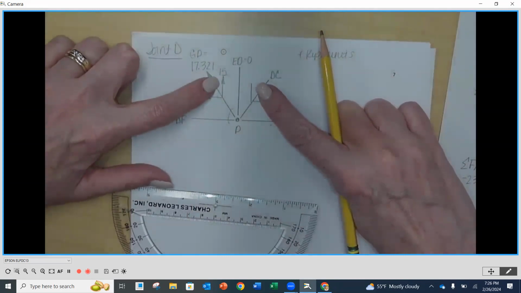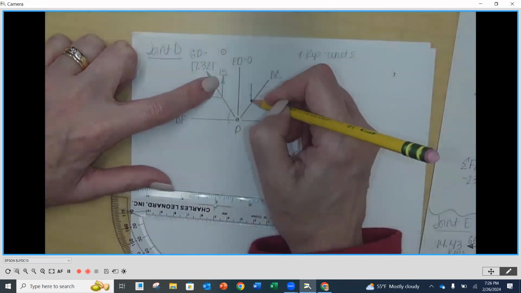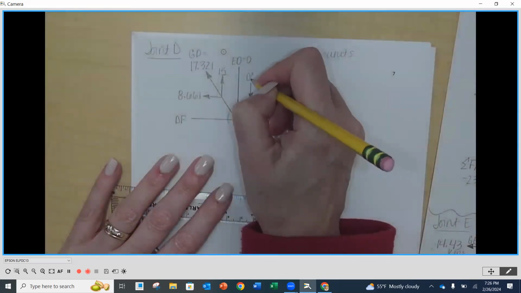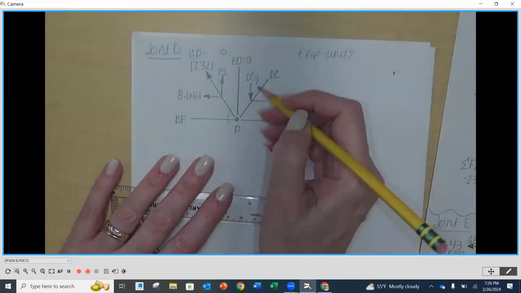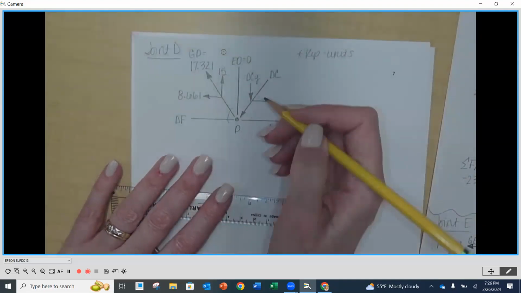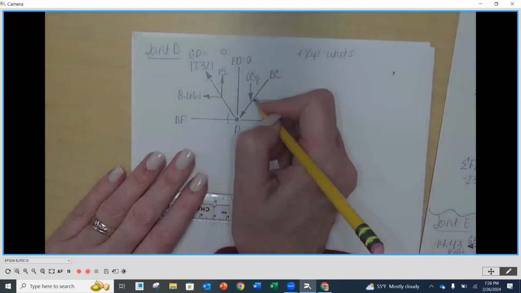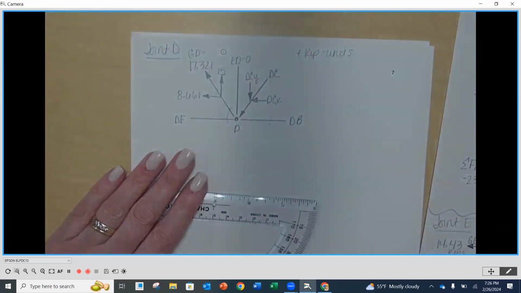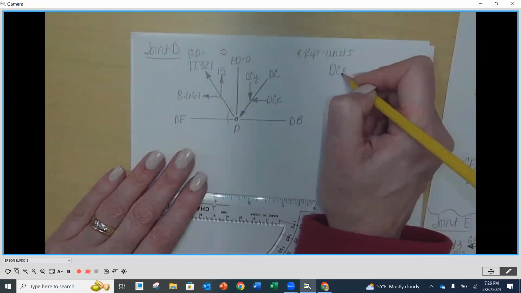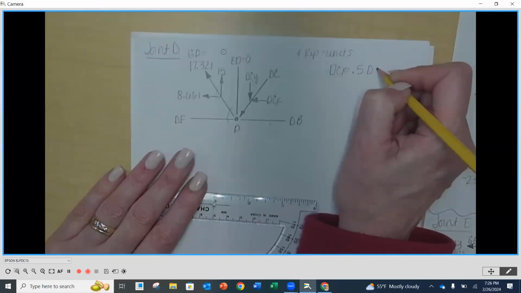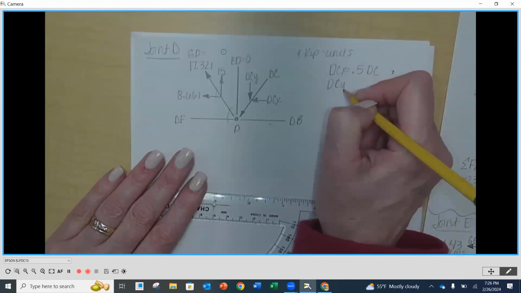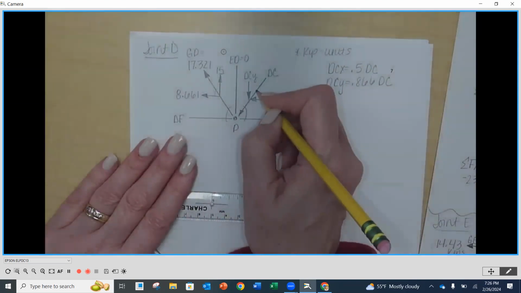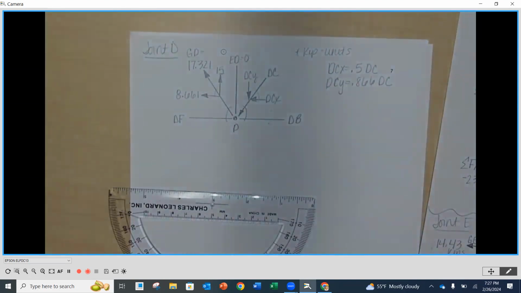If we know that this 15 is going up, do you see that DC needs to go down, right? In the Y direction. So this is going to be our DCY. With that going down, DC has to go down and to the left, and then our X has to go to the left. Now we can say DCX is equal to 0.5 times DC, and DCY is going to be 0.866 times DC, again because of the 60-degree angle being in that standard spot.